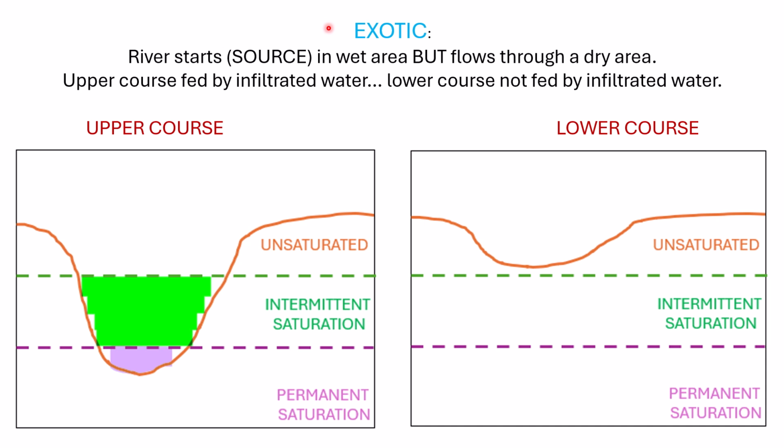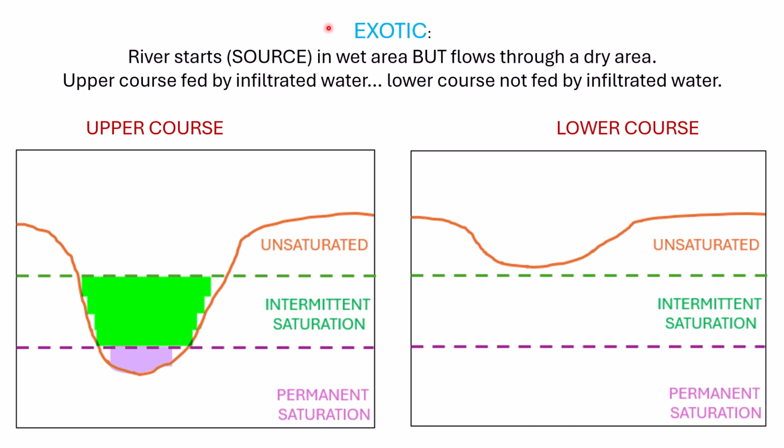Finally, we have what is called an exotic river. An exotic river is characterized by the fact that it starts in an area that receives a high amount of rainfall, but then it flows through an area that is very dry. So exotic rivers start in wet areas, but they then do flow through areas that are very dry.